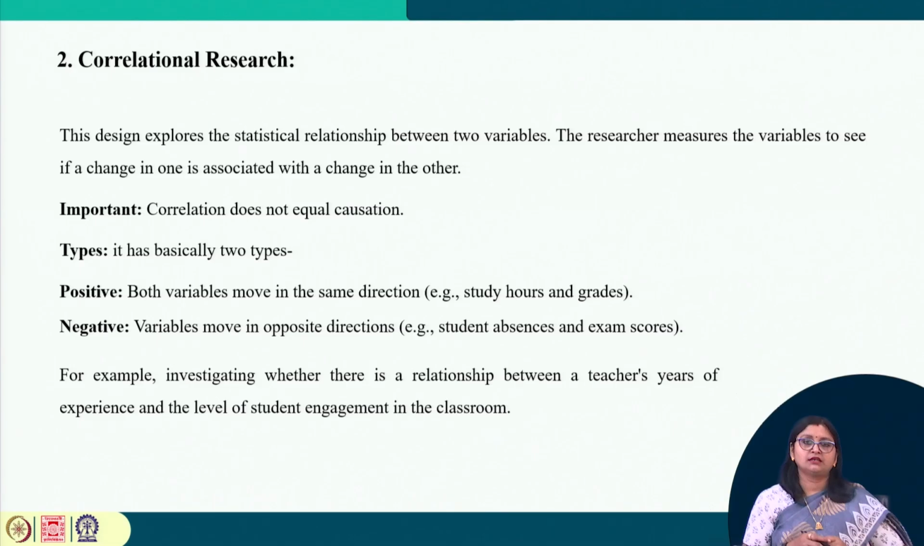For example, investigating whether there is a relationship between teachers' years of experience and the level of student engagement in the classroom.